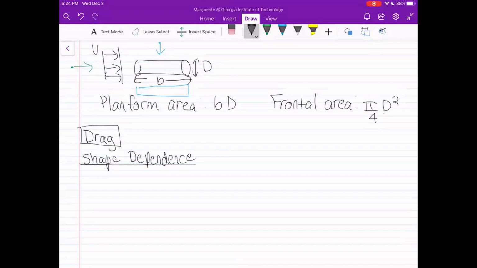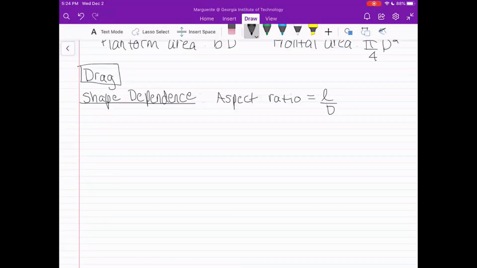And so when we talk about shapes, a lot of the time we talk about aspect ratio. Usually that means L over D, the ratio of the length of the object to the depth or the height of it. If you remember from Monday, we talked about both blunt and streamlined bodies, and they have really different behaviors with drag depending on if the body's blunt, streamlined, or somewhere in the middle.